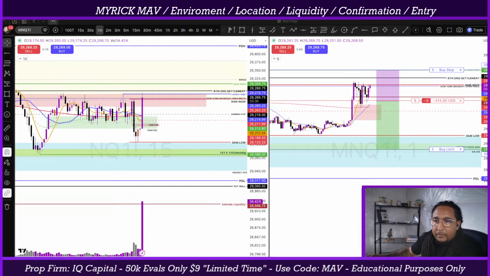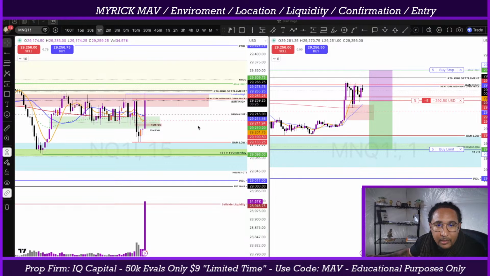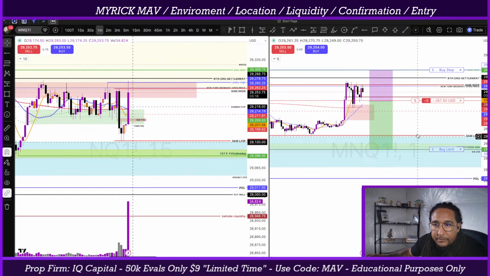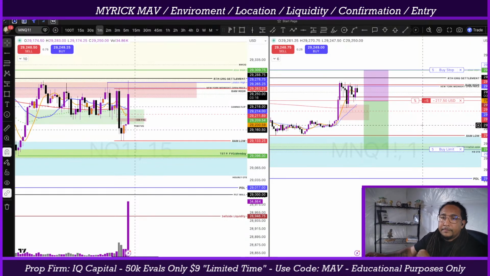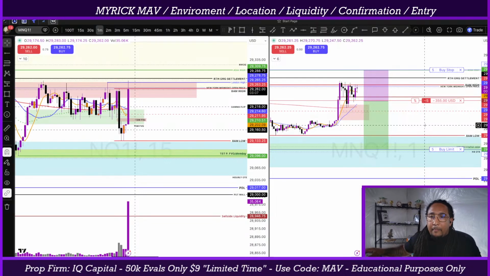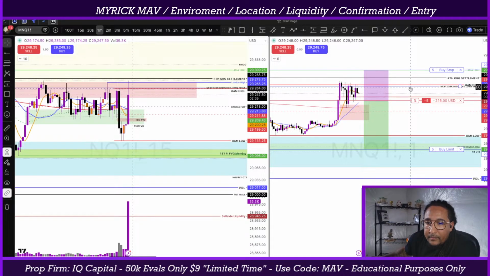So we're rejecting off that midnight open fairly well. I'd still like to continue to see rejection below consequent encroachment of this 1 hour. So we may be looking at this 950 macro before we get full delivery to the downside, hoping that we can get a little bit more of a push before that. We got about 8 minutes before that 950.